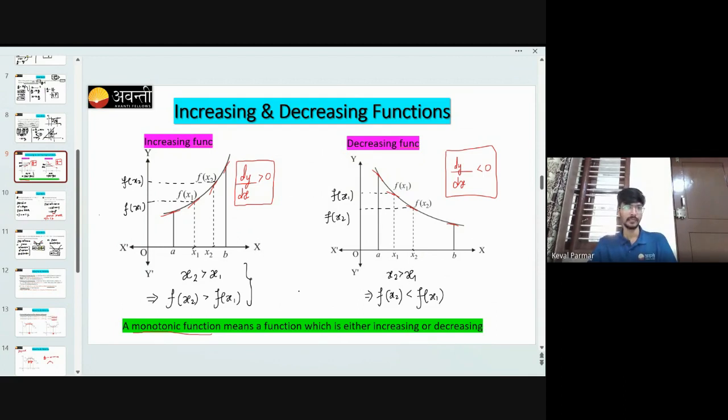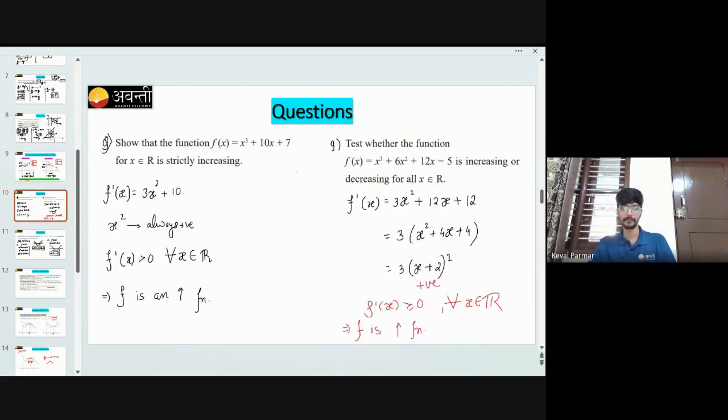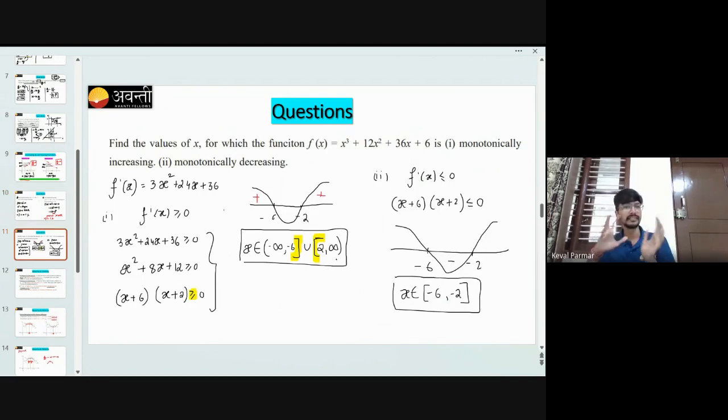Next, we saw the questions here. What are the types of questions? Very simple. Increasing means just find f dash of x. If it is greater than 0, then increasing, less than 0, then decreasing. These are the very easy questions on monotonicity. After that, this is the reverse question. It is given that it is increasing, we have to find x. So how do we find x? Increasing is greater than 0, and using the wavy curve, we can simply get it.